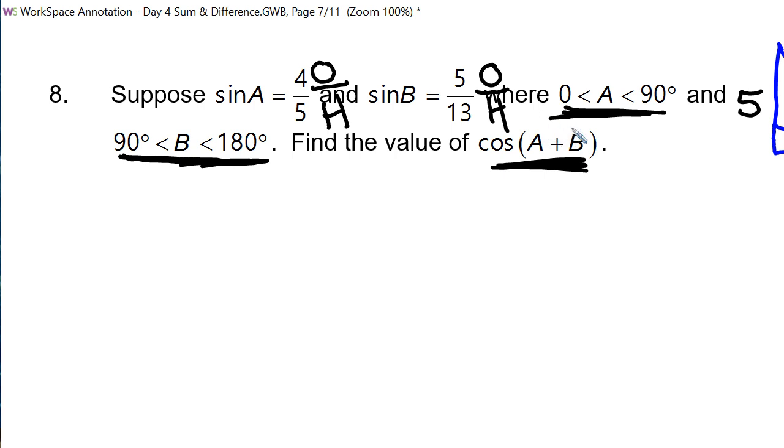Now with these triangles you have to be careful because some of these legs could be negative. So this 12, if it's on the left side of 0, instead of 12, this should be negative 12. So be careful when you're labeling those legs. So if it's on the left side of 0, it needs to be negative. Okay, now that I have my triangles labeled, make sure they're labeled correctly, because if these triangles are not right, then your answer for cosine of A plus B will also not be right.